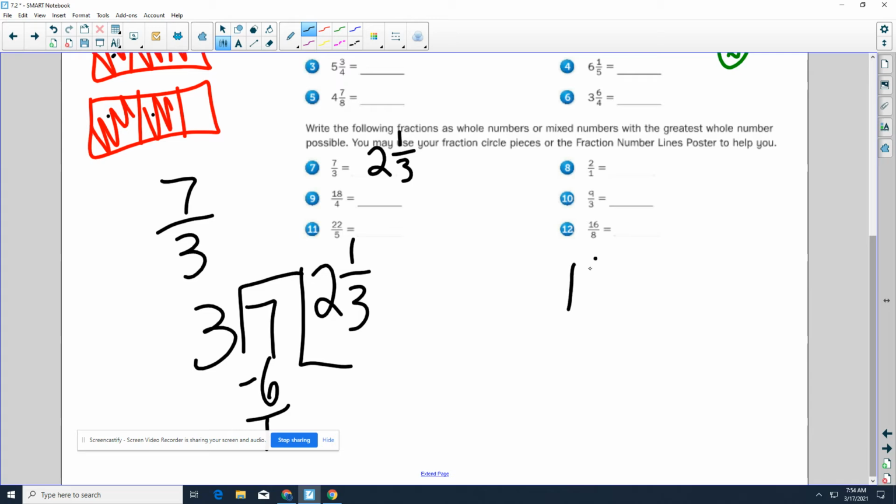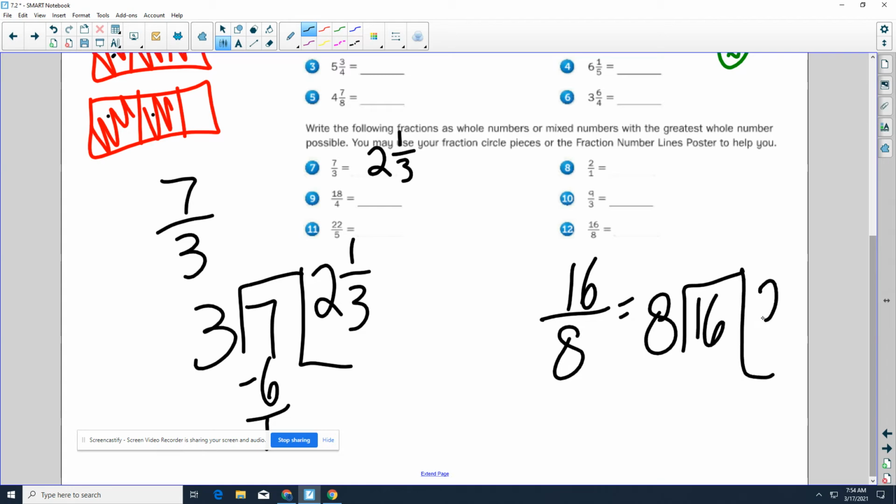So we have 16/8, and we want to divide 16 by 8. Well, I know that 8 times 2 is 16. I do not have a remainder, which is fine, because again, we're treating it like division. Sometimes you'll just have a whole number. So you're going to pause the video and work on the rest of those.